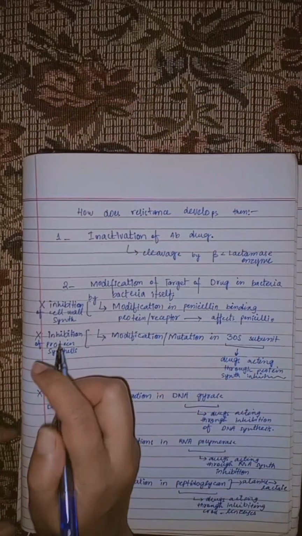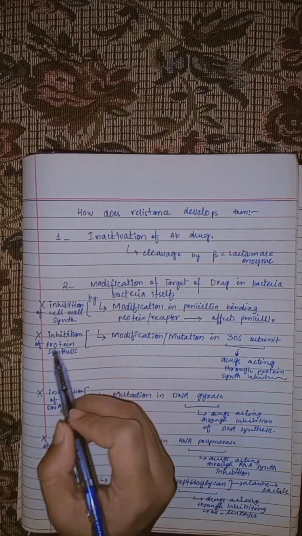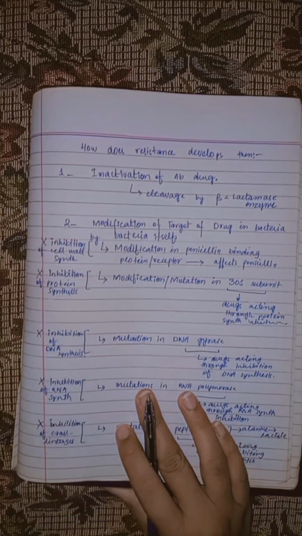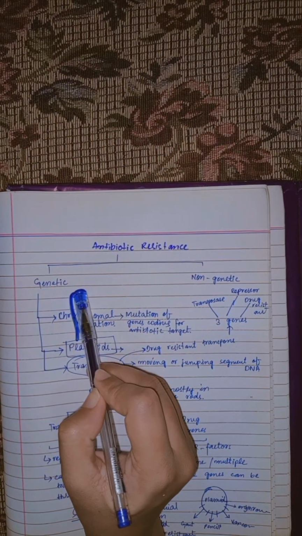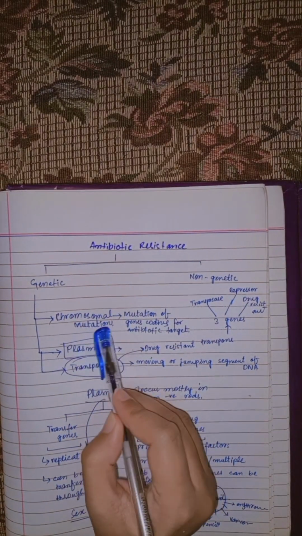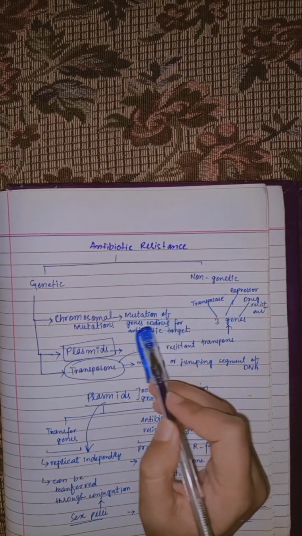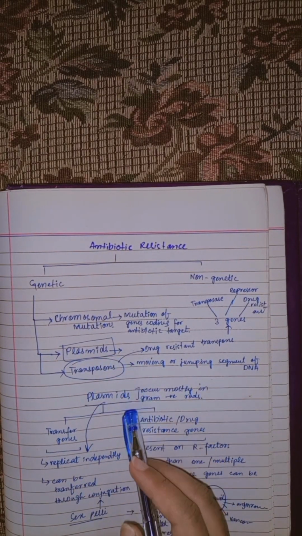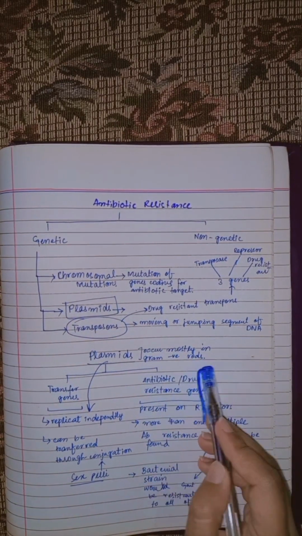So the first mechanism affects the inhibition of cell wall synthesis. The second one affects the inhibition of protein synthesis. The third one affects the inhibition of DNA synthesis, and so on. Now we'll discuss two basic types of antibiotic resistance, that is genetic and non-genetic. In genetic we have chromosomal mutations, plasmids and transposons. Chromosomal mutations include mutations of the genes which are involved in the synthesis of antibiotic targets. Then we have plasmids. Plasmids may have antibiotic or drug resistant genes and transfer genes.